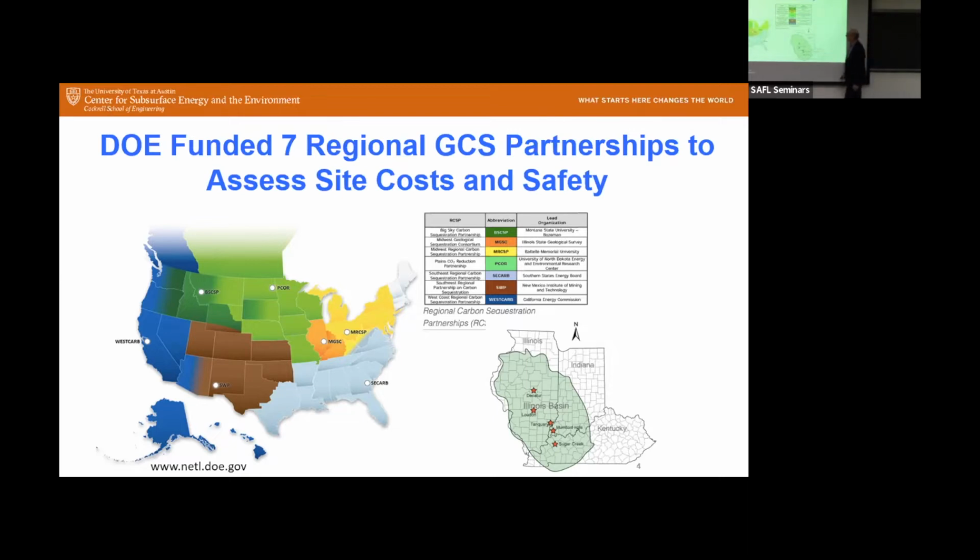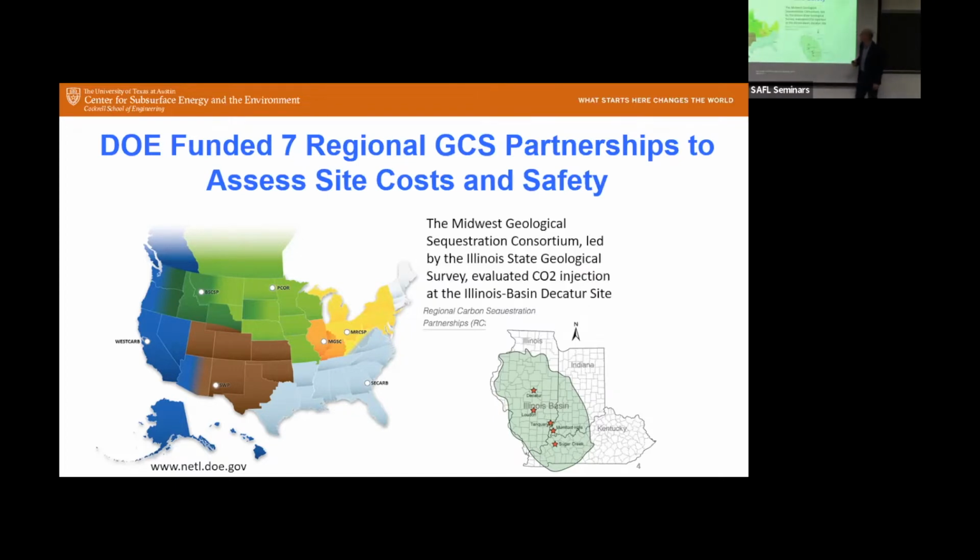One of the sites, the one that I was affiliated with when we had our EFRC, our Energy Frontiers Research Center from the DOE, was the Midwest Geological Sequestration Consortium, and it was located in the Illinois Basin, and specifically right in Decatur, Illinois. This consortium was led by the Illinois State Geological Survey, and they evaluated CO2 injection into this basin.